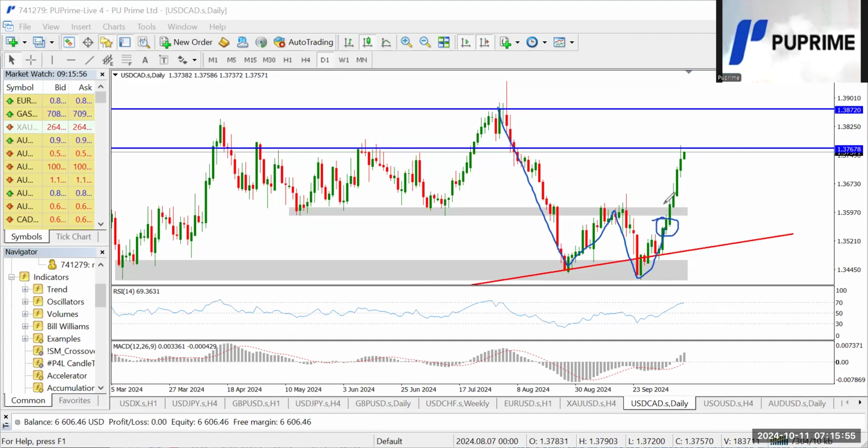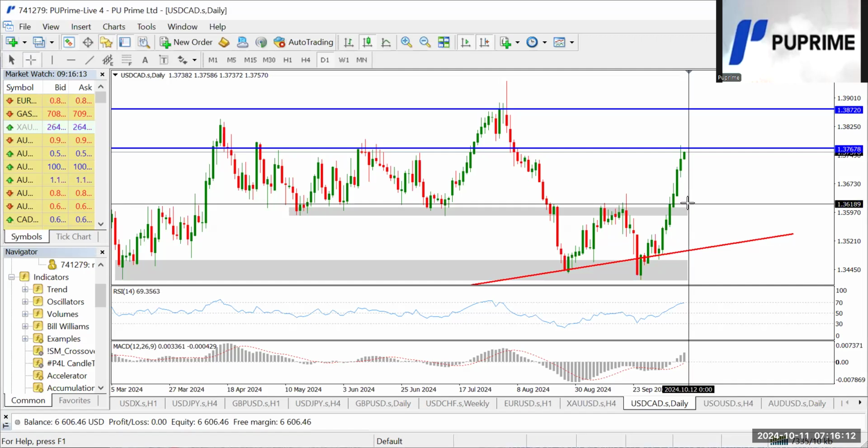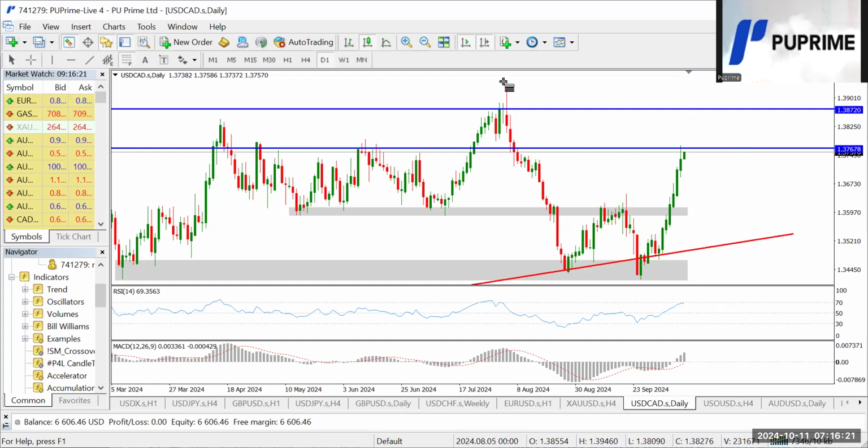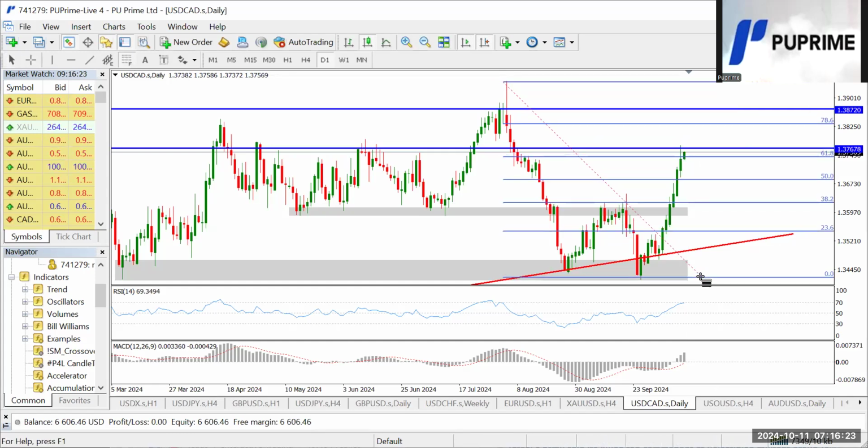And I said once price breaks out above the neckline, because there's a previous support turned resistance here, the instruction is if price is able to break out above the neckline, it will be a time to trigger a buy on the USD CAD. And that has happened just like I anticipated. And currently on the USD CAD, price was able to hit about 145 pips in the course of this week, in line with the analysis we had on Monday.